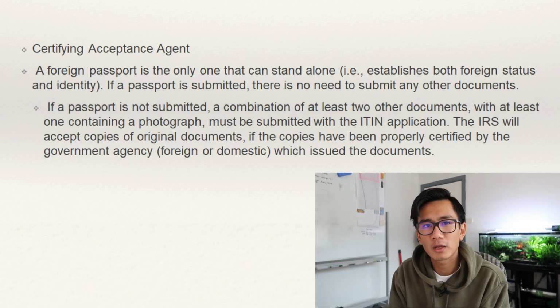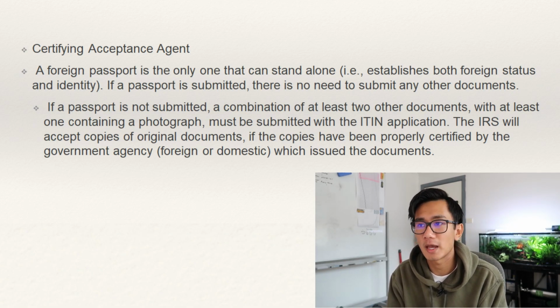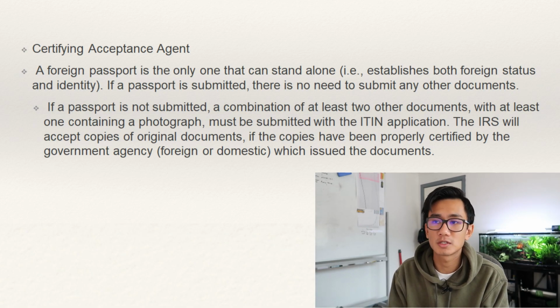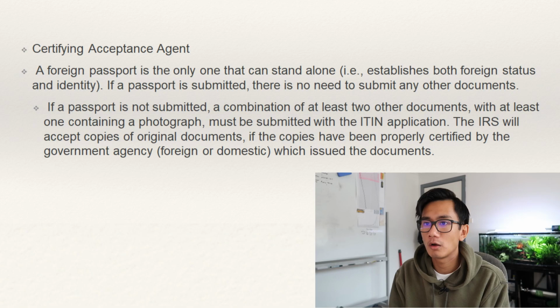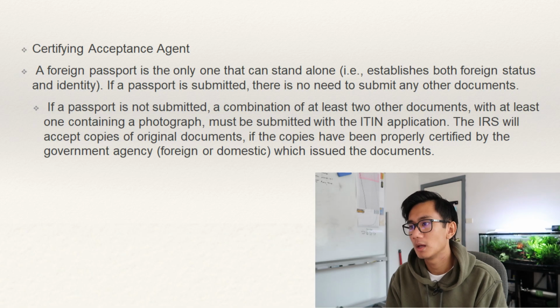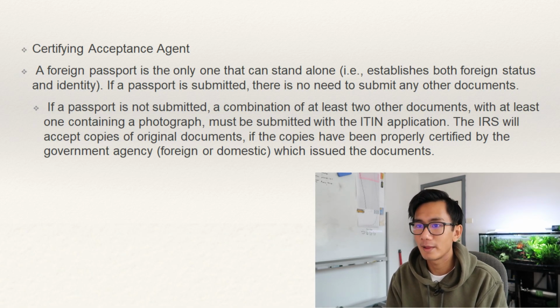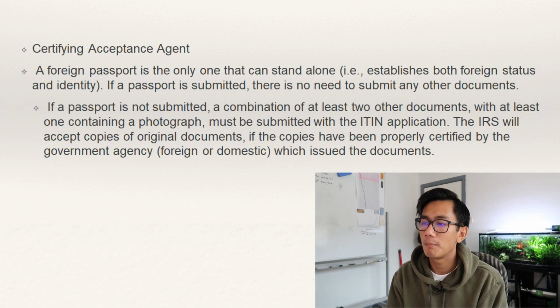Or you can go ahead and go through a certifying acceptance agent within your country. Literally just search, for example, Australia certifying acceptance agent. Now, a foreign passport is the only one that can stand alone. Basically, if a passport is submitted, there's no need to submit any other documents. Now, if a passport is not submitted, a combination of at least 2 other documents, with at least one containing a photograph, must be submitted with the ITIN application.